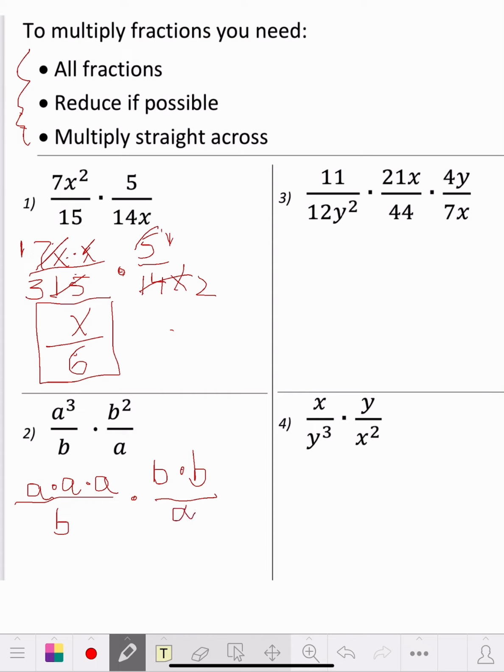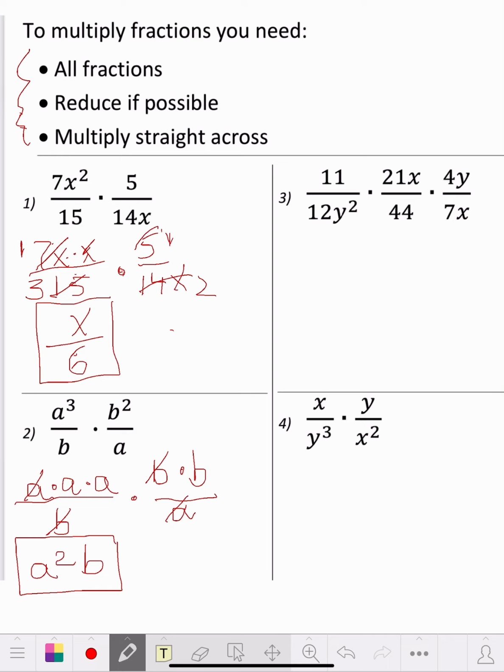So, hey, can we reduce this? Yeah, I can cross off one A here and one A here. I can cross off one B here and one B here. So what am I going to have? I'm going to just have A times A is A squared, and B. And that's my whole answer. Okay? And that was all there was to it, see? This is a lot easier than we thought.